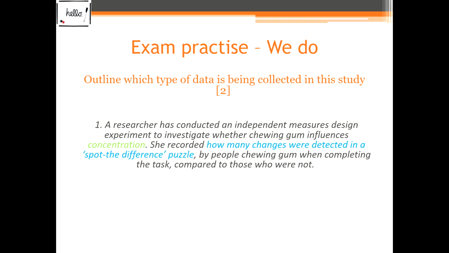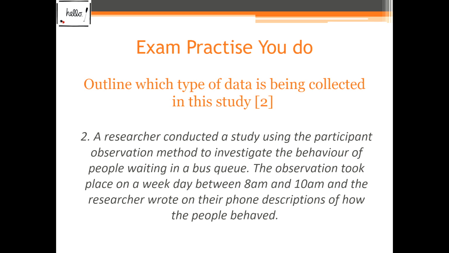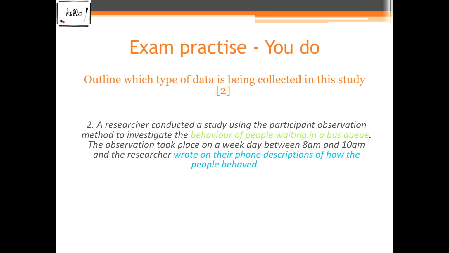So the bits that I've highlighted are useful to put in the answer as context. So for example, we've got quantitative data as they measured concentration by counting how many changes were detected in a spot the difference puzzle. So you're naming the data for 1 mark and you're linking it to the question. So anytime it says in this study, we want to make sure that we're linking it to whatever the DV is, whatever's been measured.